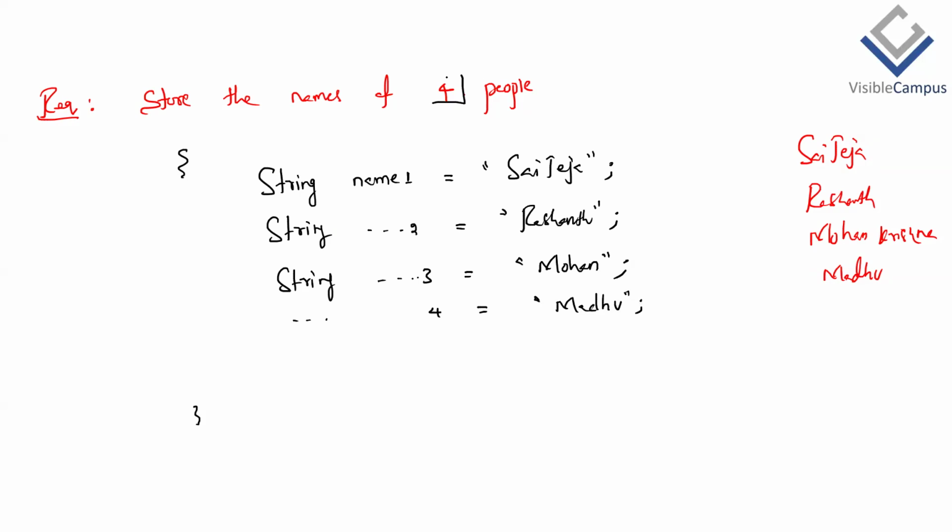Assume in that company there are 100 people. Then 100 names have to be stored. How do you store them? 100 times you take string name1, name2, name3, up to name100. Then if it is a company like Infosys, there are thousands of employees. Then how do you store them? So we are feeling that there is a problem. The solution is an array. Correct? What is the problem here?